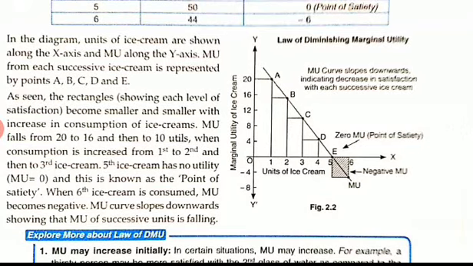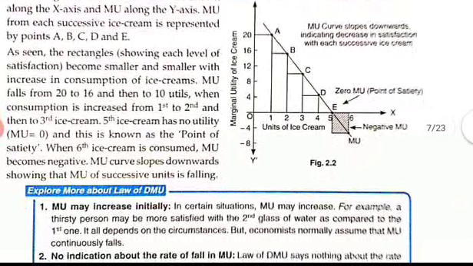The fifth ice cream has no utility, where MU is 0, and this is known as the point of satiety. When the sixth ice cream is consumed, MU becomes negative. So the MU curve slopes downwards, showing that the MU of successive units is falling. This is the law of diminishing marginal utility. The MU curve slopes downwards, indicating the decrease in satisfaction with each successive ice cream. When there is an increase in the successive units of ice cream, the satisfaction will start to diminish. With each successive unit, the satisfaction will diminish.